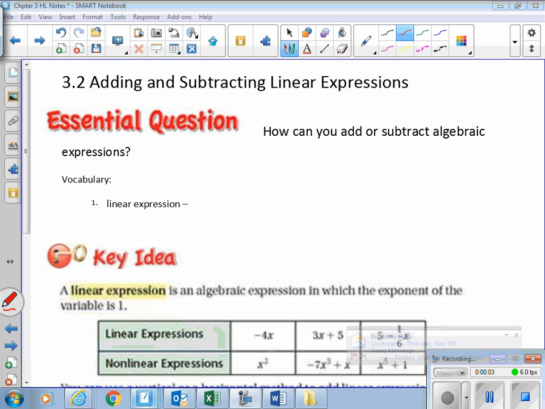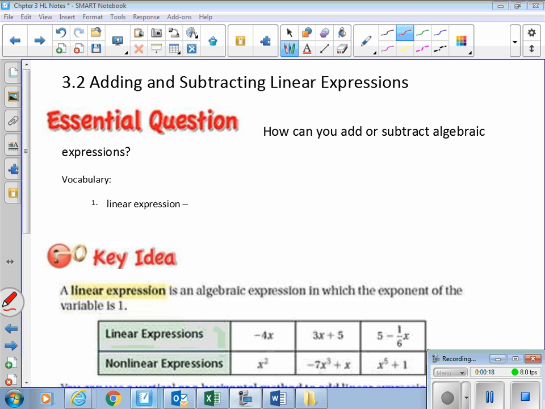All right, this is Chapter 3, Lesson 2, Adding and Subtracting Linear Expressions. Our essential question: how can you add or subtract algebraic expressions? Well, in order to understand, we need to know what a linear expression is.